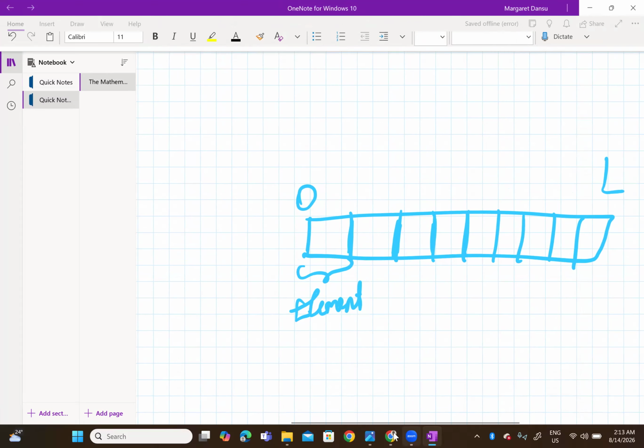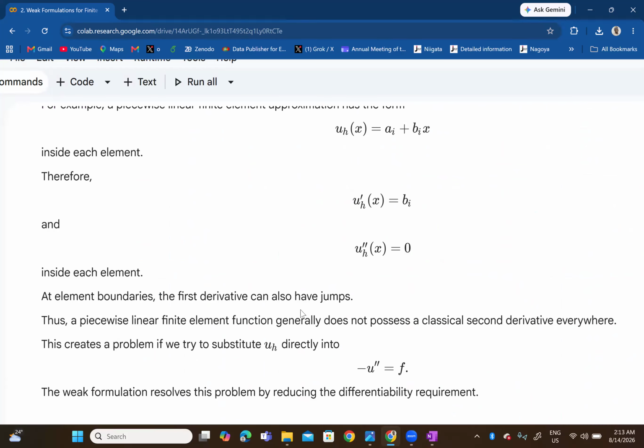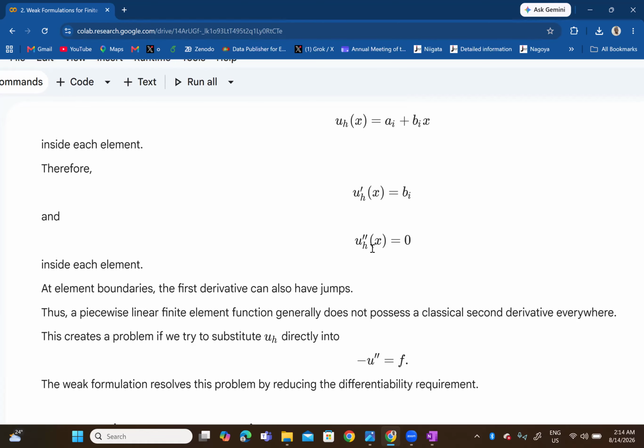Going by that, at element boundaries, the first derivative can also have jumps. Having jumps means we have discontinuity, like what we considered in the first video. Thus, a piecewise linear finite element function generally does not possess a classical second derivative everywhere. So this creates a problem if we try to substitute u sub h directly into minus u prime prime equals f. The weak formulation resolves this problem by reducing the differentiability requirement. For the strong form, we need a strong differentiability requirement, but the weak formulation resolves this because the differentiability requirement is reduced.